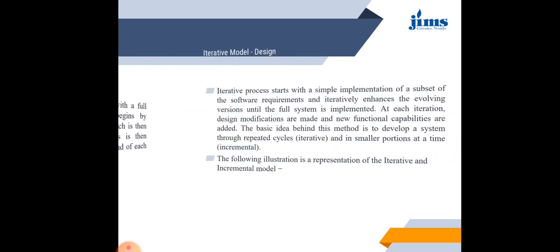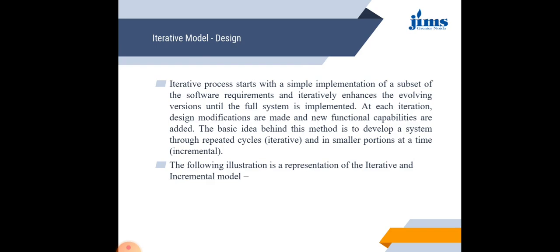implement that. The iterative process starts with a simple implementation of a subset of the software requirements and iteratively enhances the evolving versions until the full system is implemented. At each iteration, design modifications are made and new functional capabilities are added. The basic idea behind this method is to develop a system through repeated cycles, iteratively, and in smaller portions at a time, incrementally. The following illustration is the process of the iterative and incremental model.